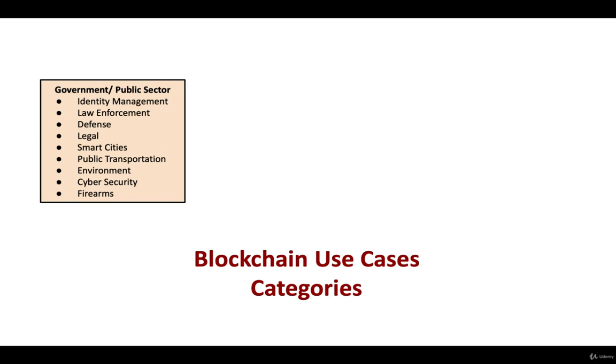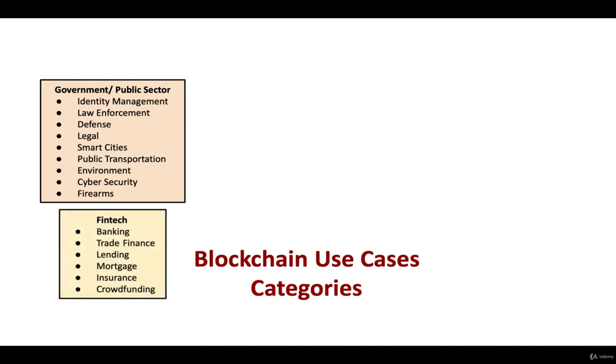Did you know in government and the public sector there are so many use cases? This is something so surprising. Just look at the list. Identity management, like the Aadhaar card used in India, or identity documents like a passport and other things, can be managed using blockchain. Law enforcement can maintain all the criminal records and forensic data. Then defense, legal, smart cities, public transportation, environment, cybersecurity, and even firearms. There's a big list for government, and there are many more which we have not listed here. This would be so helpful for government.